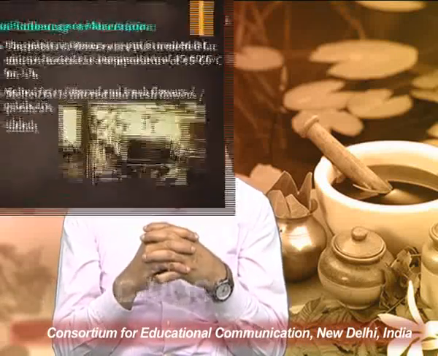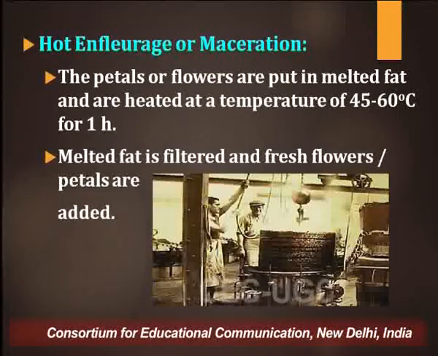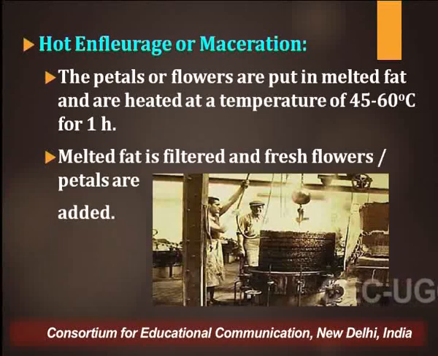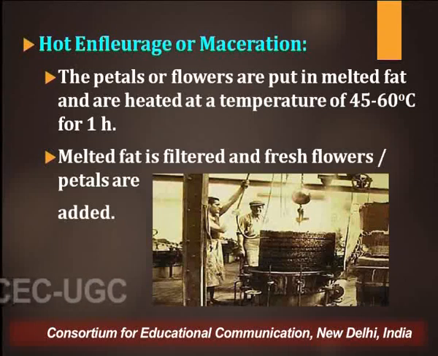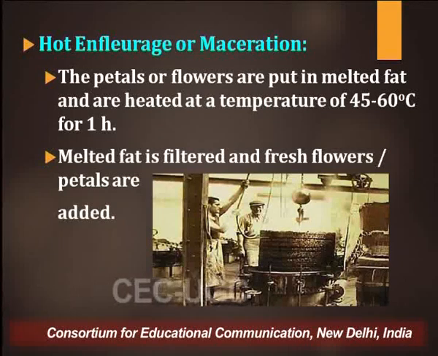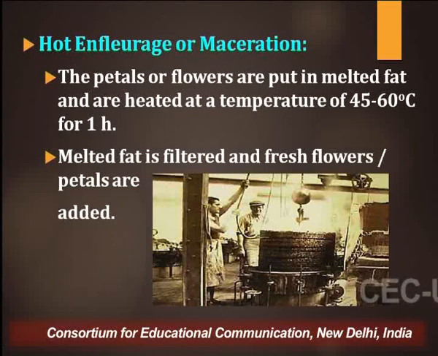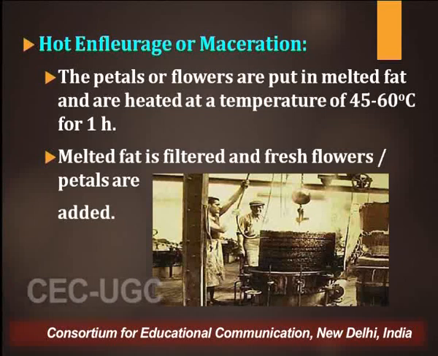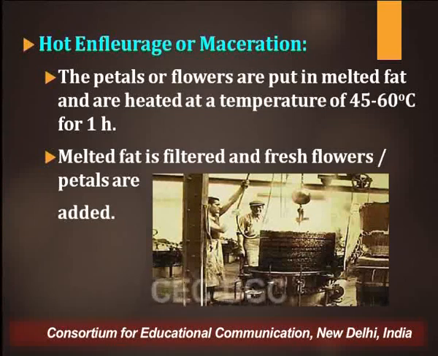Now the second type of enfleurage is hot enfleurage, and this process is also known as maceration. In this, petals are dipped in a melted fat. This is a difference from cold enfleurage, where you are fixing the petals and flowers on solid fat. Here you are dipping all those petals or flowers in melted fat, and they are continuously heated for 1 hour at a temperature of 45 to 60 degrees Celsius.